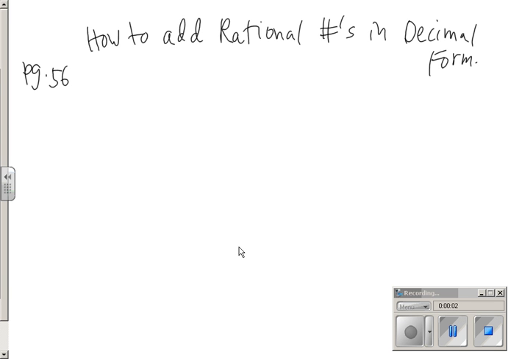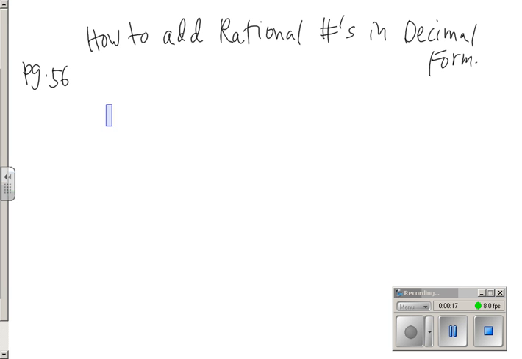Okay, good evening and welcome to section 2.2 on problem solving with rational numbers in decimal form. I'm currently working on page 56 in your textbook on adding and subtracting rational numbers in decimal form. So if we look at the first example, it gives you questions like this.